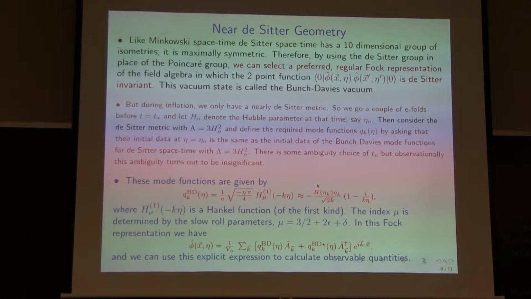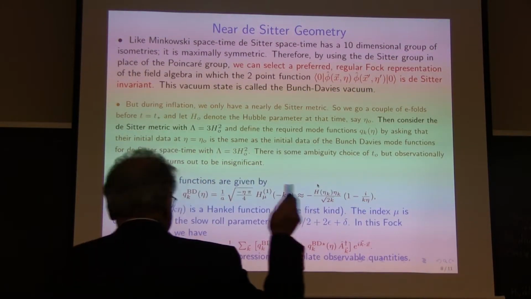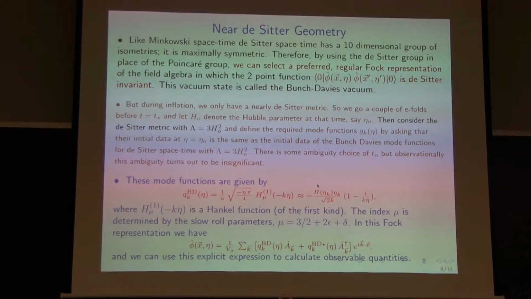Now we come to the near de Sitter geometry. Like in Minkowski space-time, as we saw last time, de Sitter space-time has a 10-dimensional group of isometries. It is maximally symmetric, and therefore by using the de Sitter group in place of the Poincare group and using the usual regularity conditions, one can select a preferred regular Fock representation of the field operator in which the 2-point function is de Sitter invariant. We saw this last time, and this is called the Bunch-Davies vacuum. But now, the new point is that during inflation, we only have a near de Sitter metric. We don't have exactly the de Sitter metric.